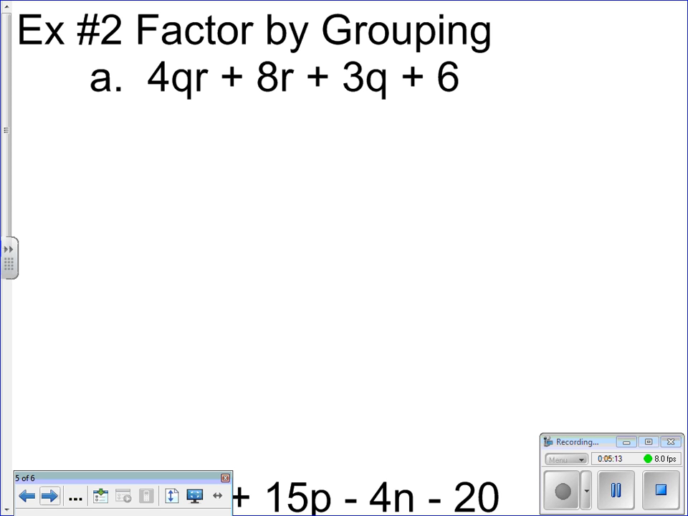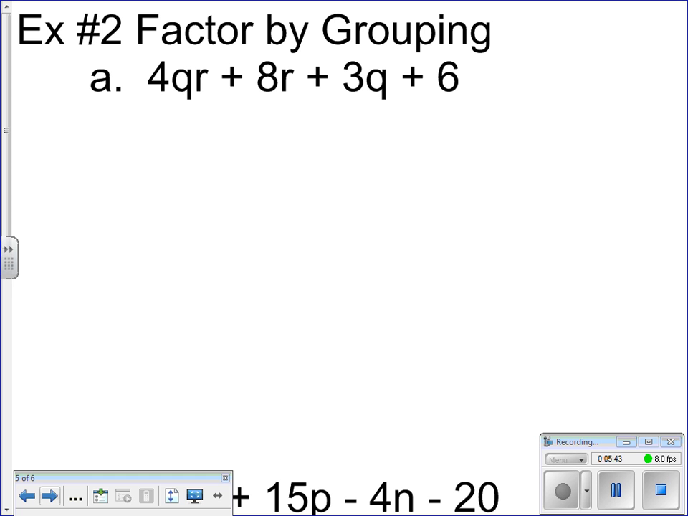Okay, a 4-term one. First thing you want to do is look at all 4 of them. You see the 4, the 8, the 3, and the 6? Is there a number that divides all 4 of them? No. Is there a Q in all 4 of them? Nope. Is there an R in all 4 of them? Nope. So there's nothing in common for all 4 terms.